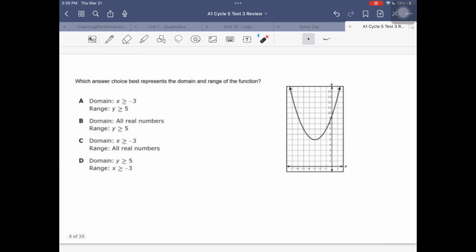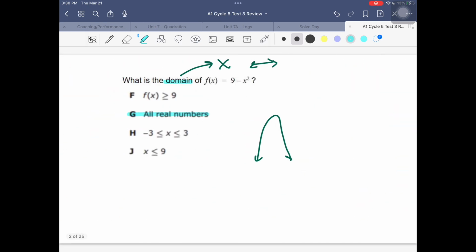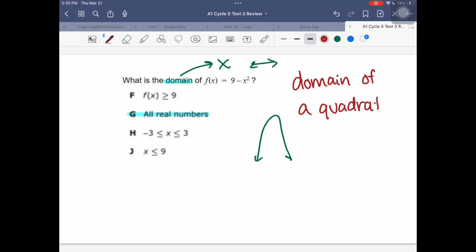Ooh, I love this one. Okay, again, we are talking about which answer choice best represents the domain and range of the function. If you guys recall on our very first one, what did I say about this domain? The domain of a quadratic is always all real numbers. It is always all real numbers.